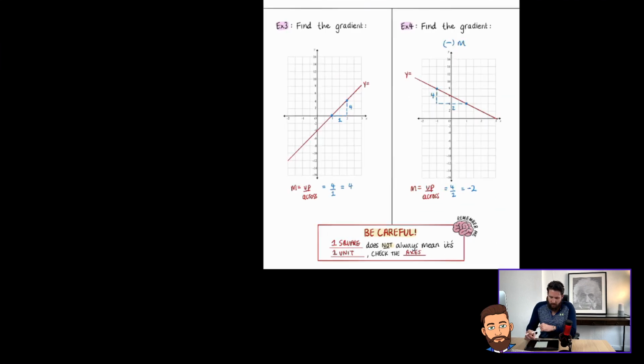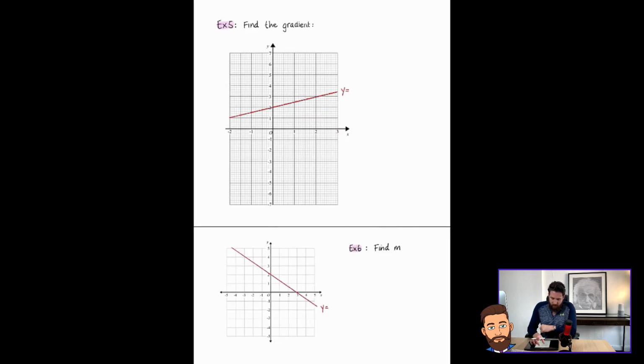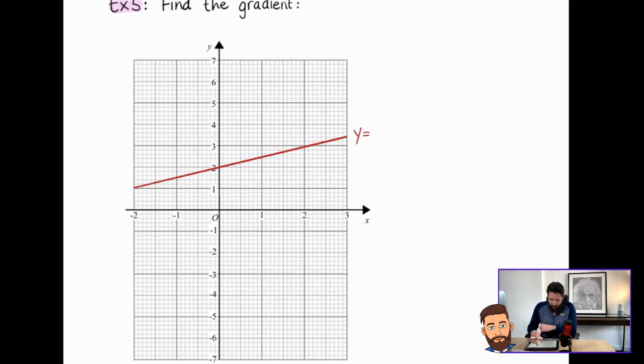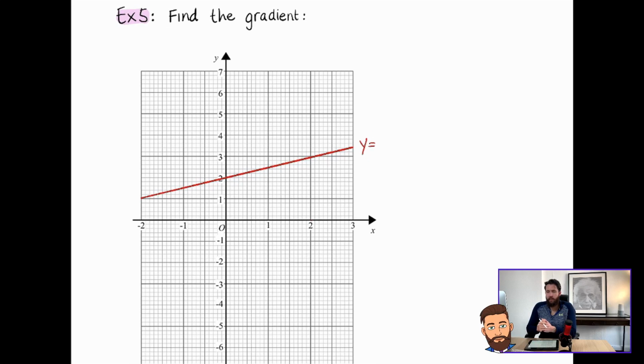Okay, so that brings us on to the last 2 examples, example 5 and example 6. We have a different style graph here where the graph paper is slightly harder to read. A lot of students really find this difficult, but we'll jump in and have a look. Find the gradient. Well, the gradient is m equals up divided by across.